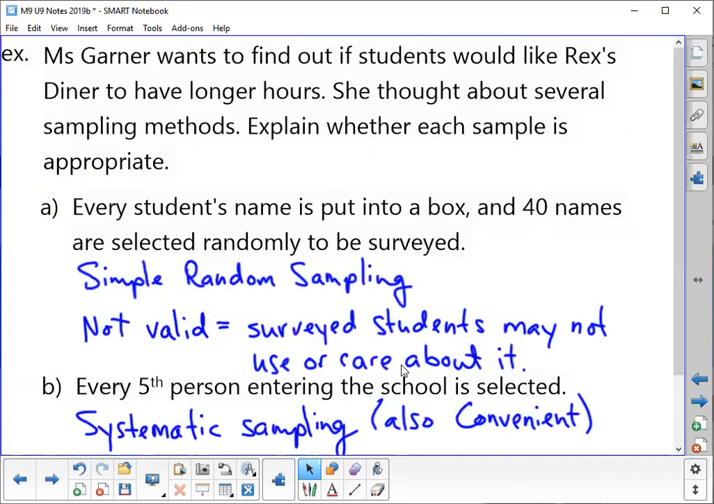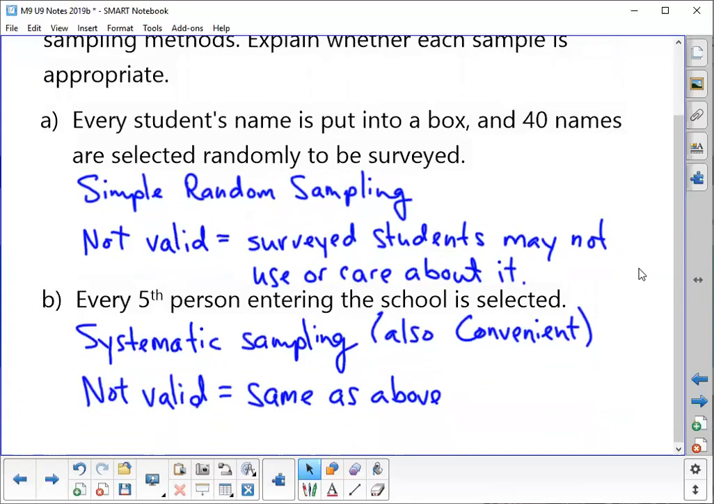Oh, hey, and here it is. Ms. Garner wants to find out if students would like Rex's Diner to have longer hours. She thought about several sampling methods and explained whether each sample is appropriate. Every student's name is put into a box and 40 names are selected randomly to be surveyed. This is a simple random sample. And it's not valid because the students may not use or care about Rex's Diner, and so therefore the responses may not be valid. So every 5th person entering the school is selected.